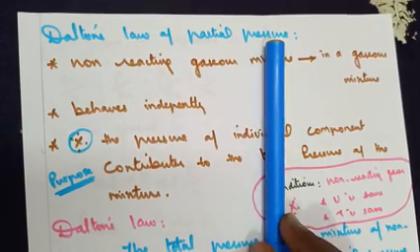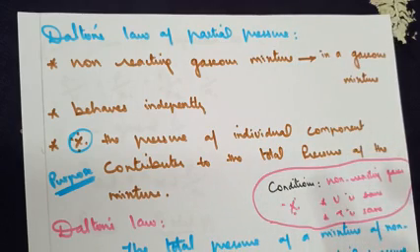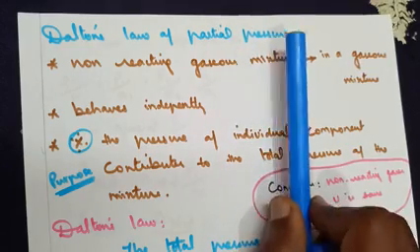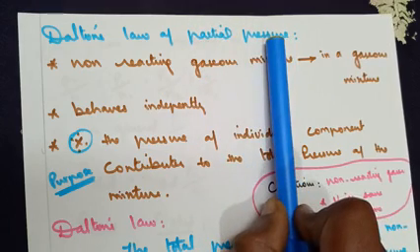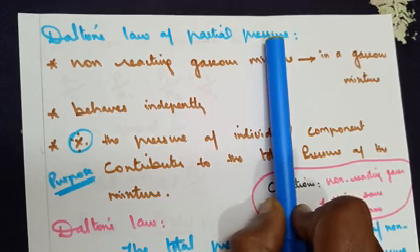What does the word partial pressure stand for? If you consider an example of air, as you know, air is made up of different types of gaseous components. For example, hydrogen, nitrogen, oxygen, and so on. So when we say partial pressure, it talks about the amount of pressure contributed by oxygen molecules, the amount of pressure contributed by nitrogen molecules, the amount of pressure contributed by hydrogen molecules, and so on. So the word partial pressure stands for the amount of pressure contributed by individual molecules.